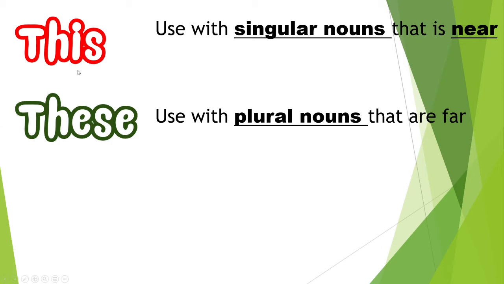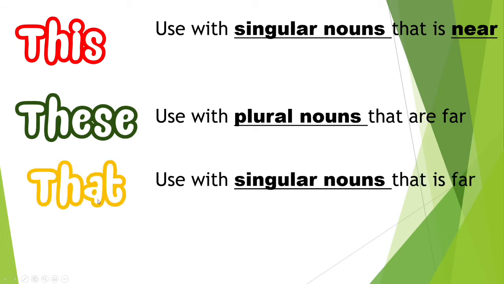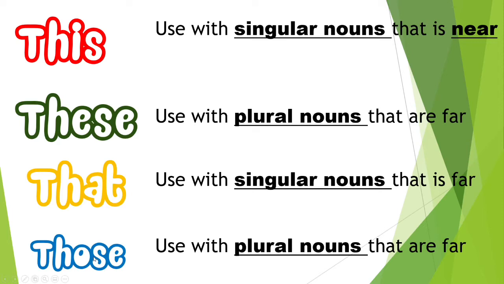When you want to say this, for TH, your tongue needs to be in between your teeth. So this and these. Next we have that, used with singular nouns that is far. And those, used with plural nouns that are far. Okay, so that is my book. Those are my books. Okay.